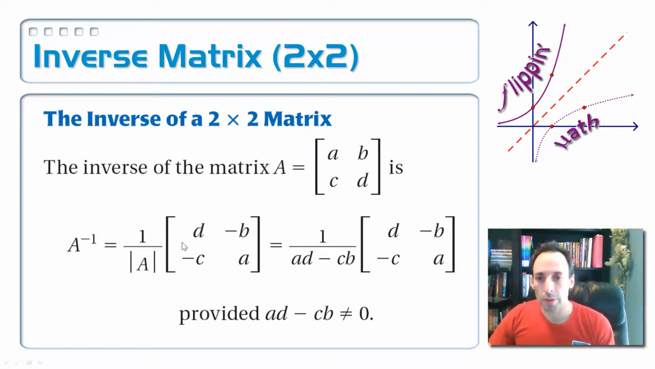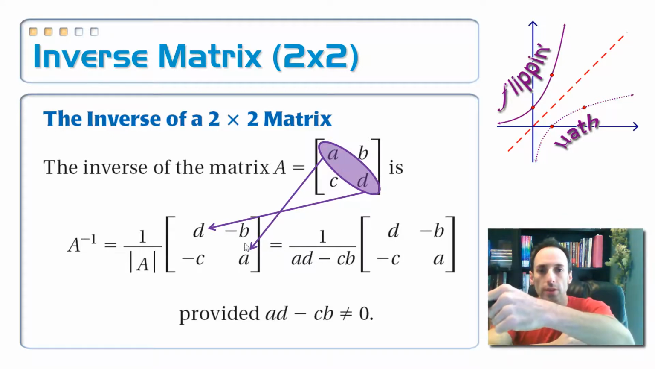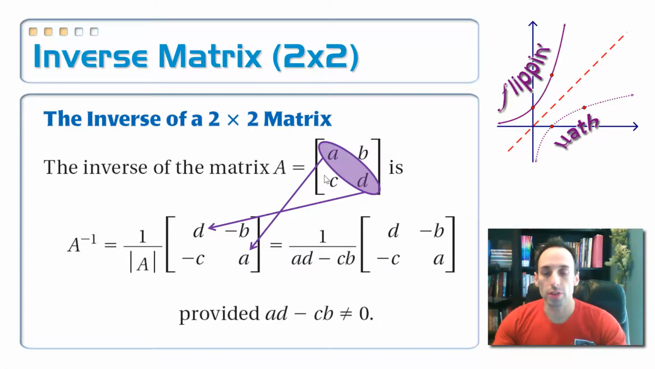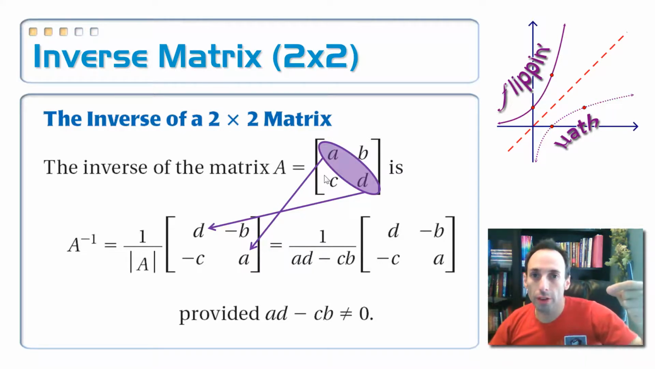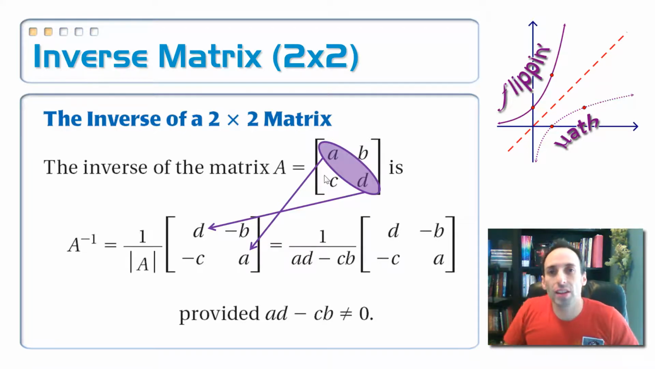Now let's look at how the new matrix is formed. Look at this D and this A. Where did the D and the A come from originally? Well, the D and the A were the same as the A and the D from the original one. They just flipped places. And I have a negative B and a negative C. Those are in the same exact places, but they switch signs. So how I make the inverse of a 2 by 2 matrix is I flip the ones along the main diagonal, and the ones along the minor diagonal, I just change their signs, make them negative. Then I have to divide everything on the inside of the matrix by the determinant of the original matrix.